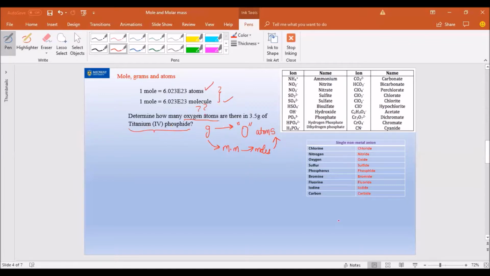Titanium 4 means titanium is 4 and plus, it's a metal. Phosphorus is 5, so 8 minus 5 is 3, and it's a non-metal, so it's negative. So we cross swap it, and we get Ti3P4.